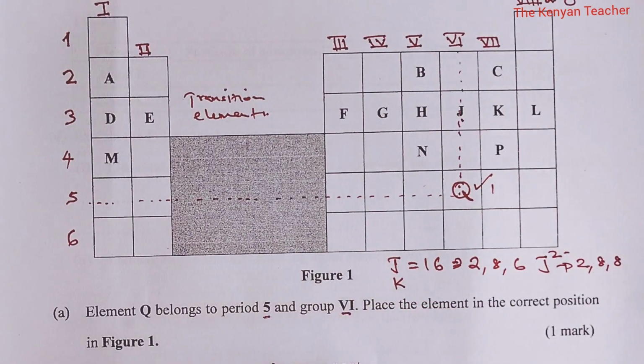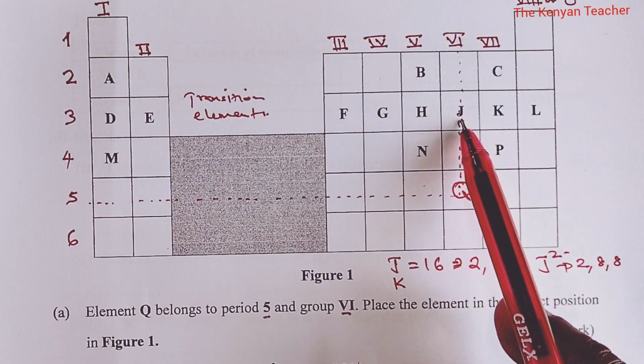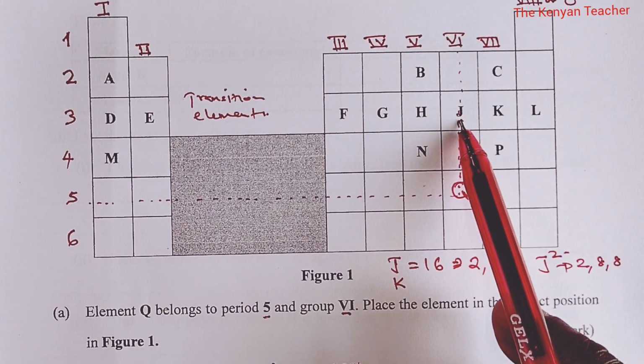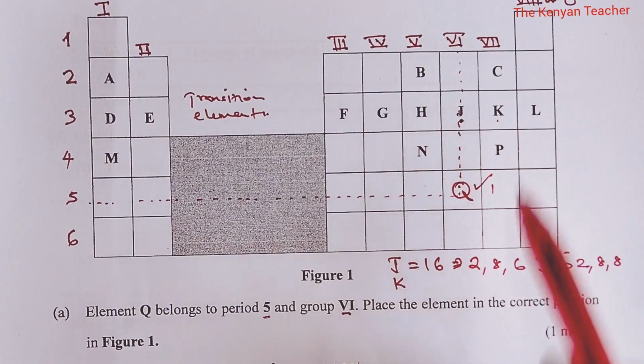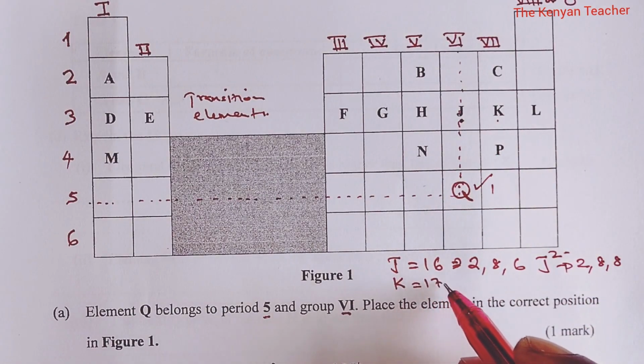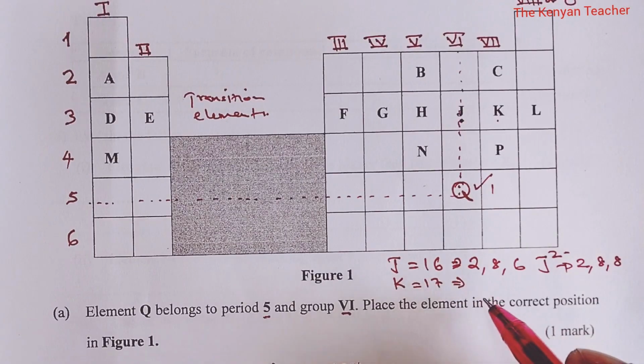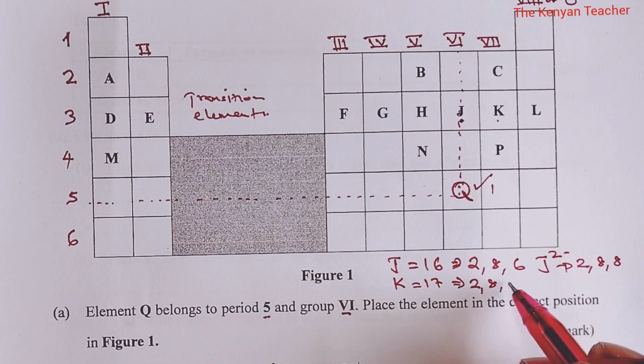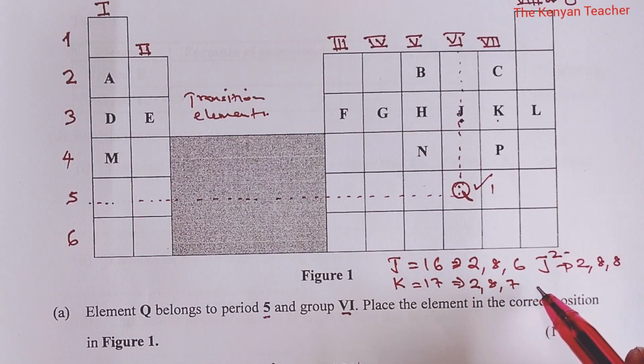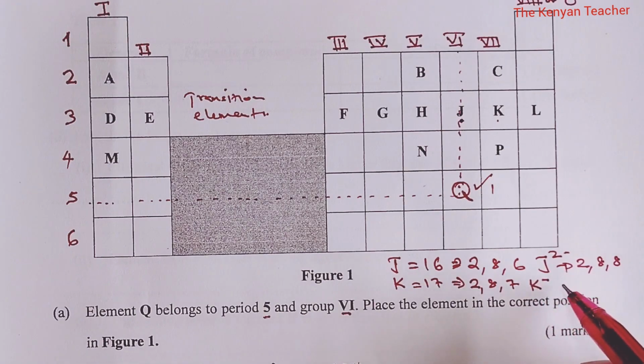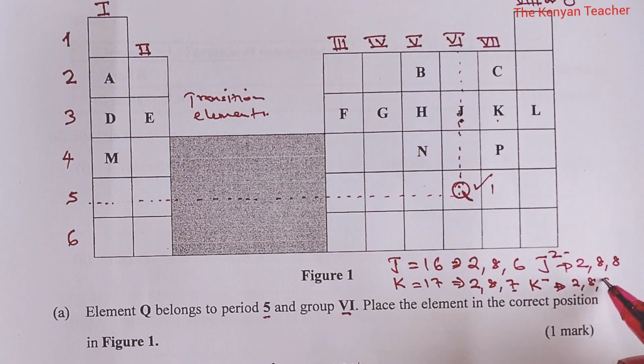Now, moving to K, it is here just after J. So that would mean it is atomic number 17. The normal configuration of the element before forming an ion would have been 2, 8, 7. But to form an ion of K1-, we would therefore mean we are gaining 1 extra electron, and the configuration would also be 2, 8, 8.